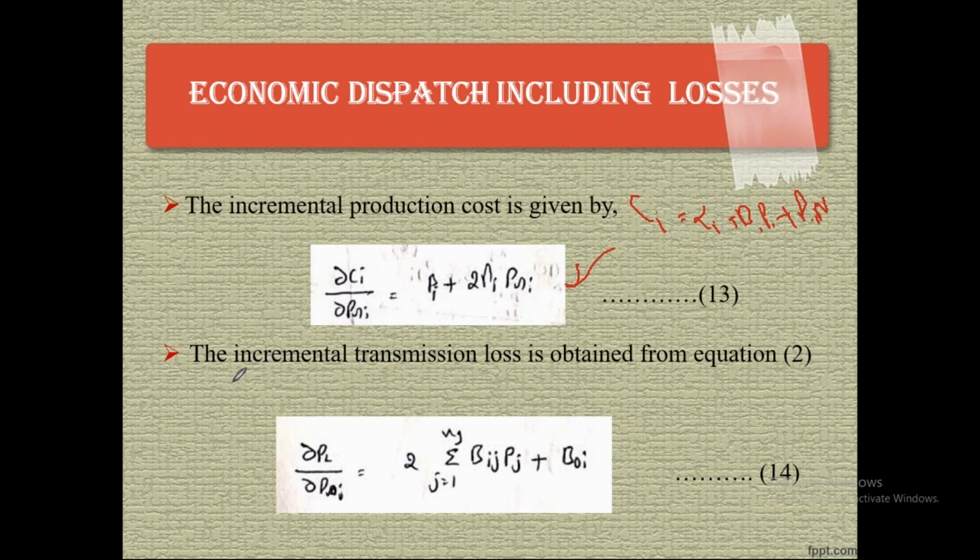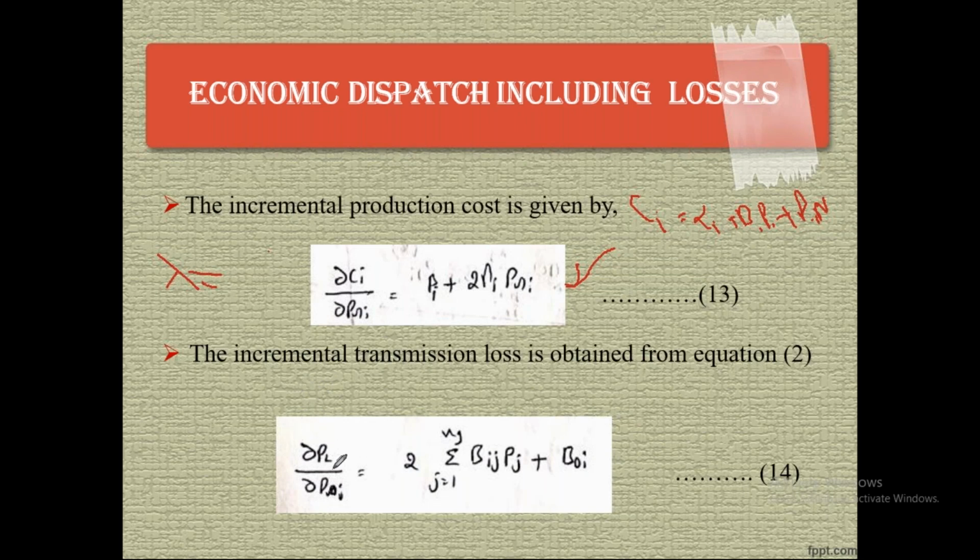Now the incremental transmission loss is obtained from equation 2. So we have equation 2, right? That is the Kron's loss formula. We have lambda as the combination of incremental production cost plus incremental transmission loss, so we have to substitute these two terms here. That's why I'm deriving here. This is the first term, and the second term is the incremental transmission loss.